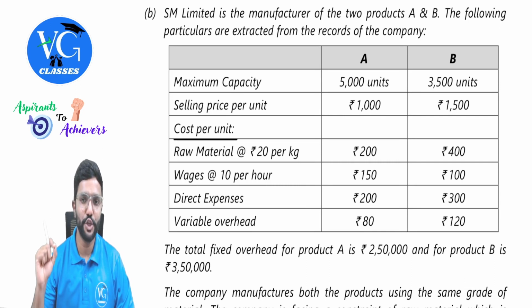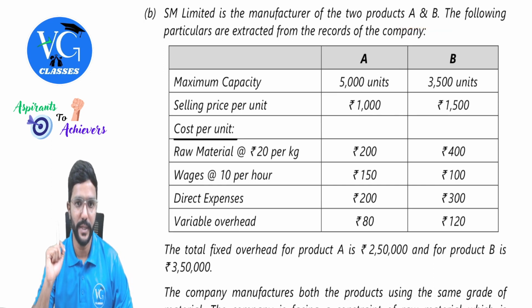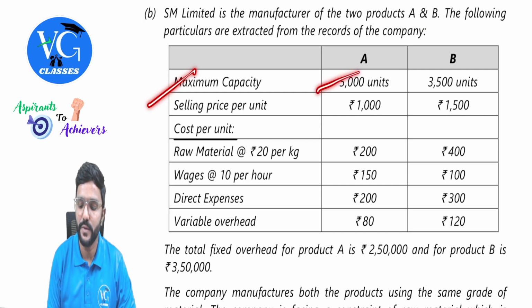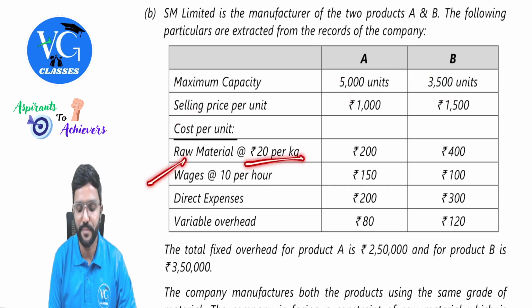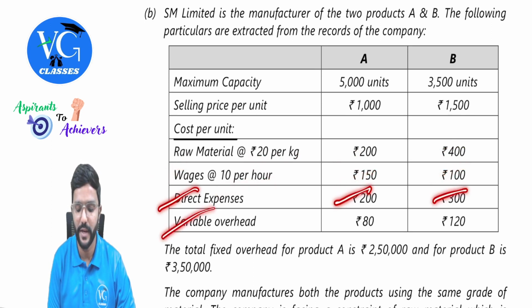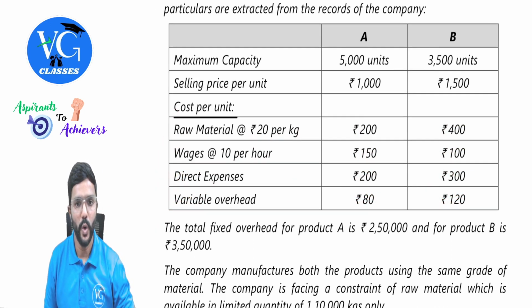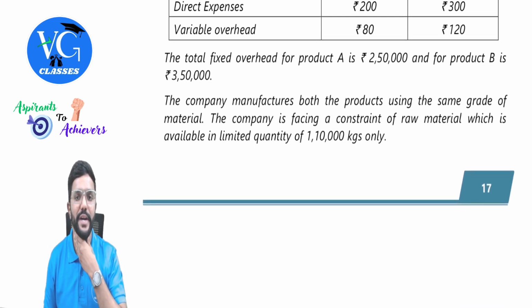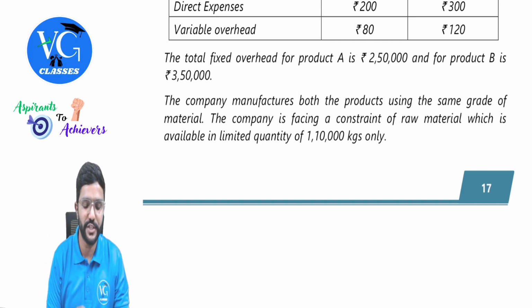SM Limited is the manufacturer of two products A and B. The following particulars are extracted from the records of the company. Maximum capacity is 5,000 and 3,500. Selling price per unit 1,000 and 1,500. Cost per unit: raw material at 20 rupees per kg, 200 and 400 they have given. Wages at 10 rupees per hour, 150 and 100. Direct expenses 200 and 300. Variable overhead 80 and 120. Guys, everything given here is variable only. The total fixed overhead for product A is 2,50,000 and for product B is 3,50,000. So this is the total fixed cost.